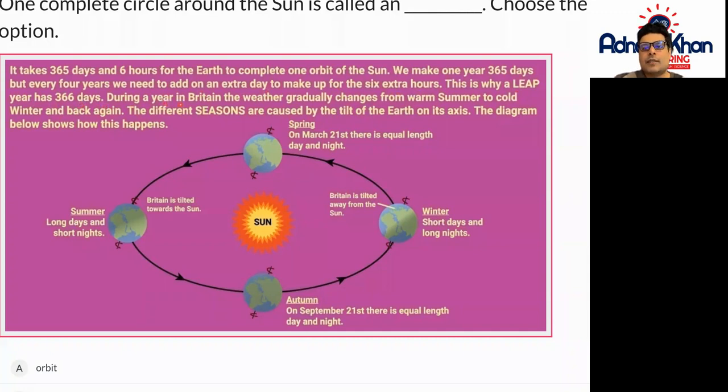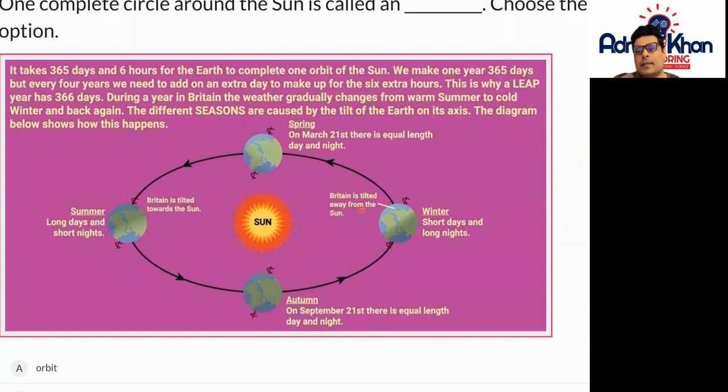During a year in Britain, the weather gradually changes from warm summer to cold winter and back again. The different seasons are caused by the tilt of the Earth on its axis. The diagram below shows how this happens.